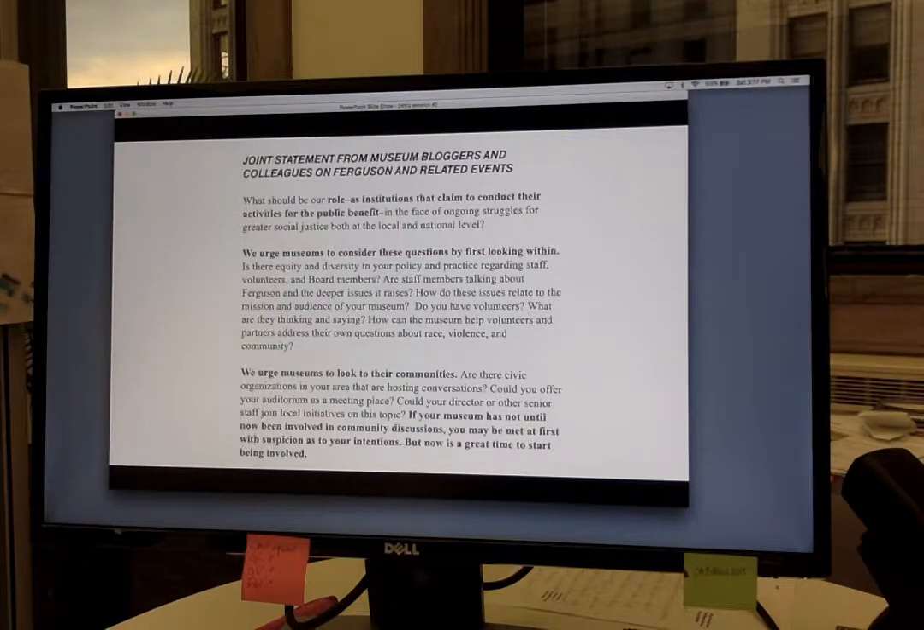One, is there equity and diversity in your policy and practice regarding staff, volunteers, and board members? Are staff members talking about, and they say Ferguson, but we could say, are staff members talking about the world outside the museum walls, pressing issues or long-standing concerns, and the deeper issues that they raise? And then further, how do issues relate to the mission and audience of your museum? Do you have volunteers? What are they thinking and saying?